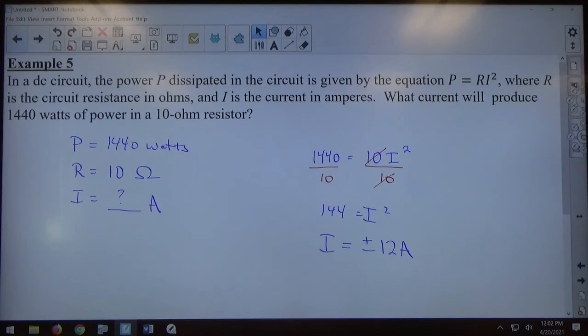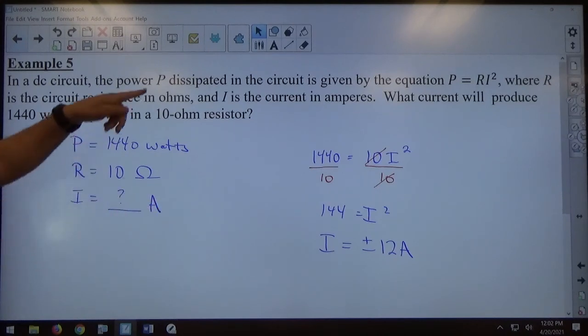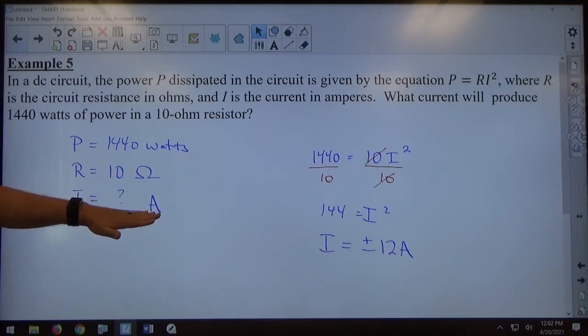I probably should have read up on this a little bit more. I think amperes can be positive or negative, so both answers should be assumed. If I find out differently, I'll let you know, though. But again, the unit is amperes, so that's the current, some number of amperes. So positive or negative 12 amperes is the right answer.